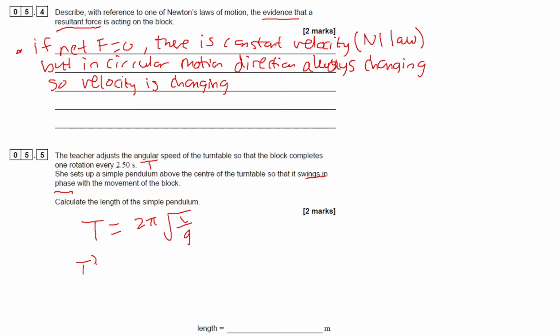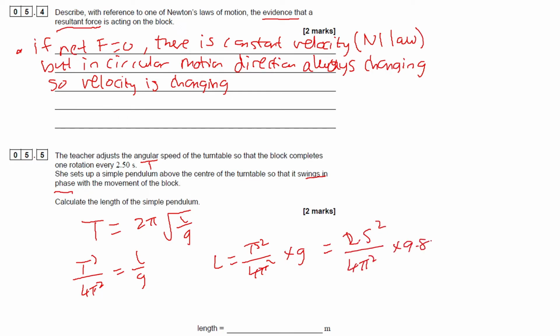So as I rearrange it, T squared over 4 pi squared equals L over g, and therefore L is T squared over 4 pi squared times g. And we put in the time of 2.5 seconds, 4 pi squared times 9.81, and you get a length of 1.55 meters.